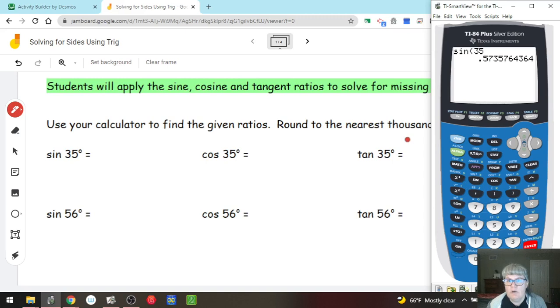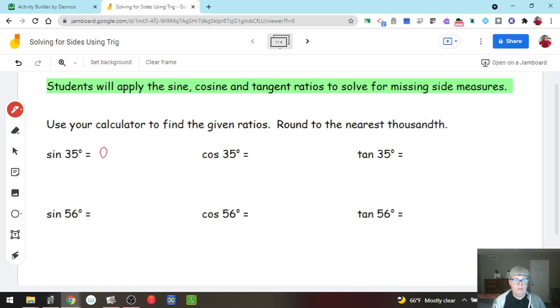And our directions said round to the nearest thousandth. That's the third decimal place. It goes tenths, hundredths, thousandths. So we're going to round to this third place, and since the 3 is followed by a 5, this is going to round up. So we're going to have 0.574. So 0.574 is going to be our approximation for sine of 35 degrees.